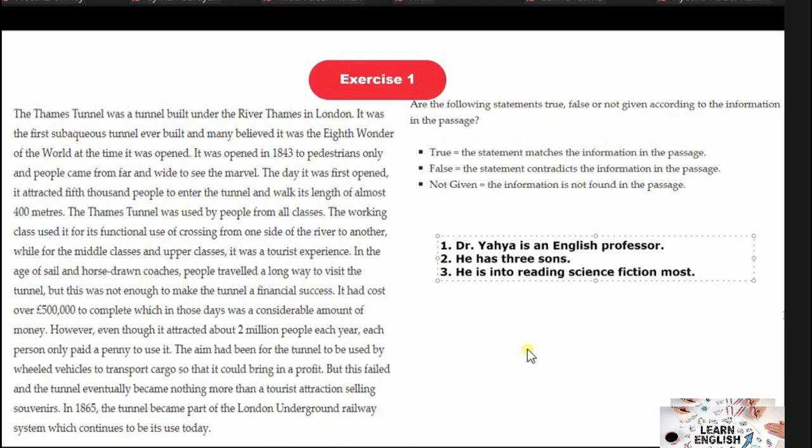He is into reading science fiction most. A lot of you are going to say, yes, correct, because the passage says that he likes reading a lot. But does the passage specify what kind of genre he likes reading? Just answer my question. Does the passage specify which kind of genre he likes to read? No. So as long as the passage doesn't specify that, I cannot say yes or no. And as long as I cannot say yes or no, then it is going to be considered not given. I think now it is clear, right?